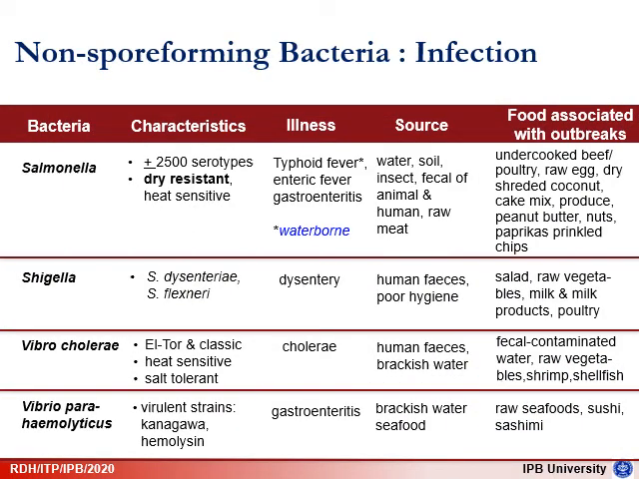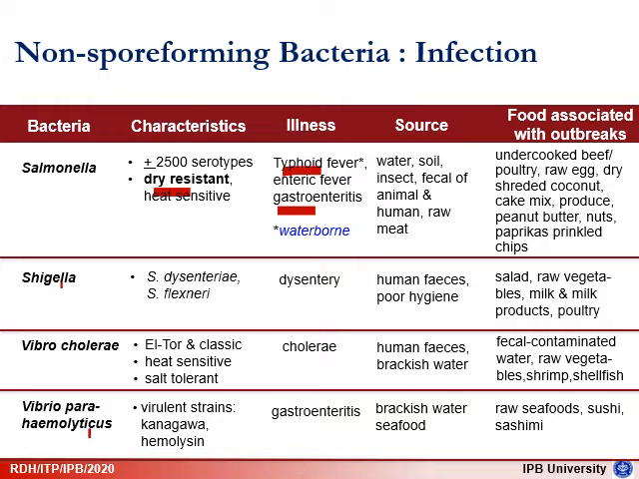The following table shows you non-spore-forming bacteria that can cause infection. So Salmonella, Shigella, Vibrio cholerae, and Vibrio parahaemolyticus are all non-spore-forming, that's why they are heat sensitive. However, Salmonella has a unique characteristic that is it is dry resistant. It could cause illness from gastroenteritis up to typhoid fever.